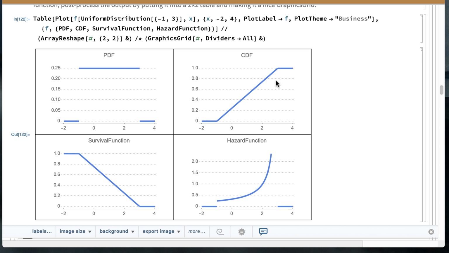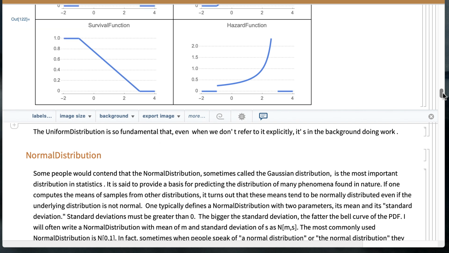It's a line going up from 0 to 1. Here's its survival function going down in a mirror fashion. And here's its hazard function where it goes up because the survival function starts to get very low. That's our denominator. And the PDF stays constant. That's our numerator of a hazard function.